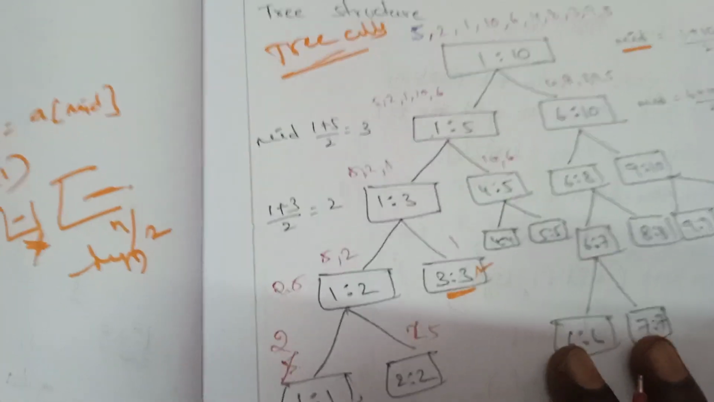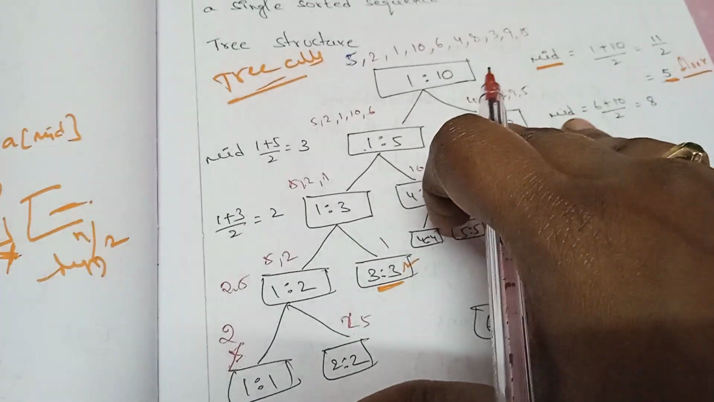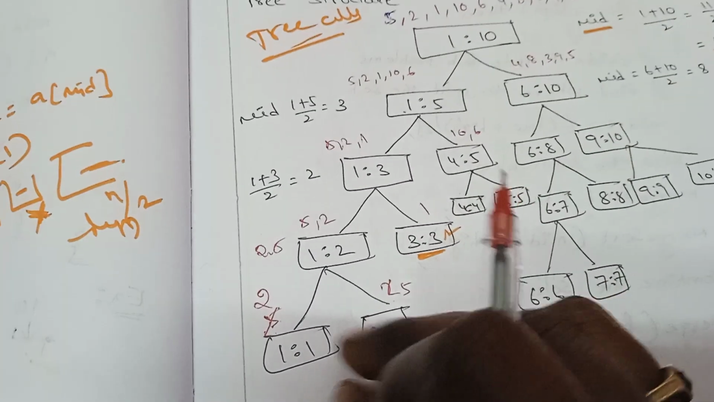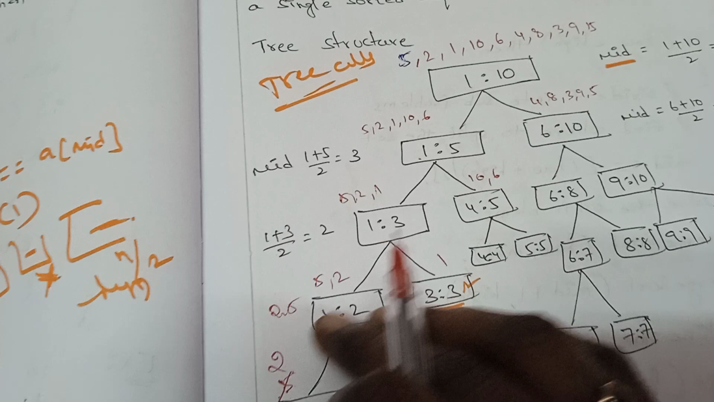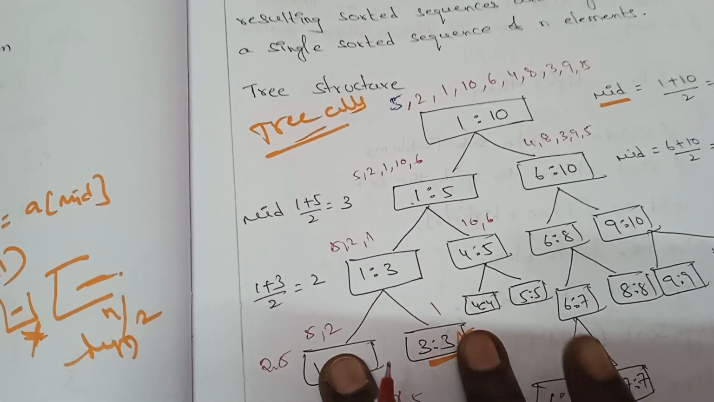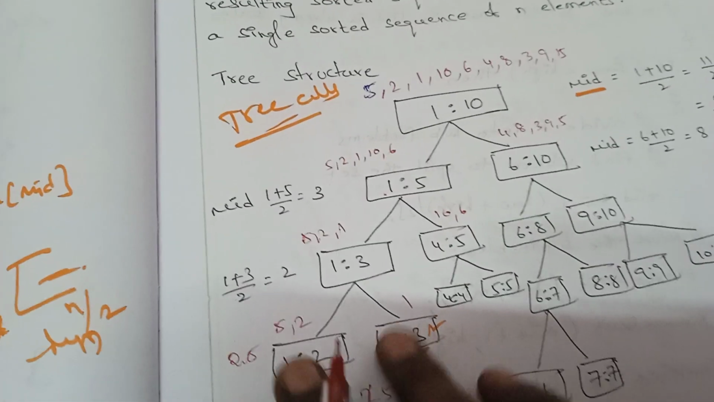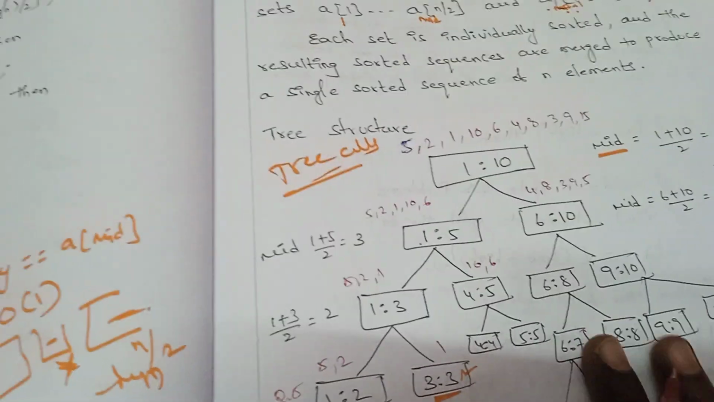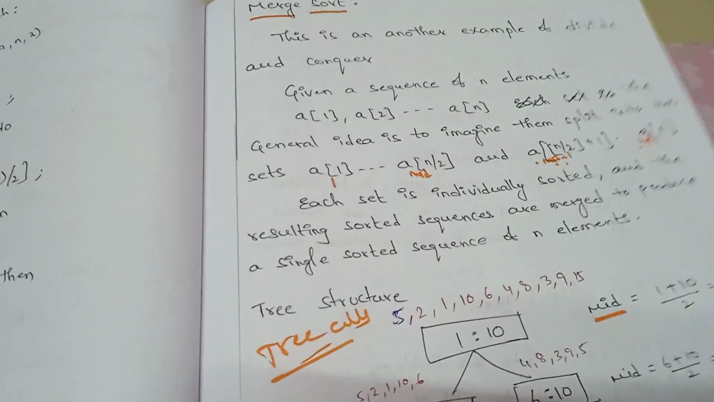So that's what merge sort is. We'll divide first of all, handle each part individually, find the solution individually, and combine back. Again we'll find the solutions individually, and again we'll combine back. So this is exactly what happens in merge sort.